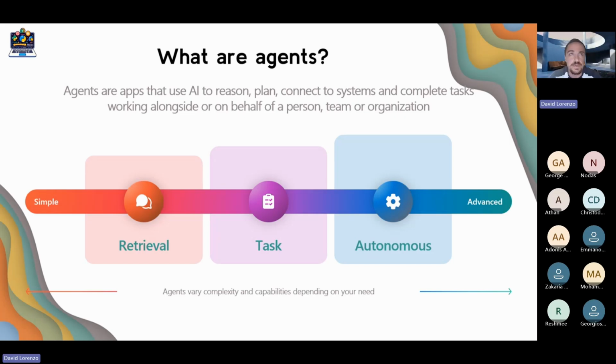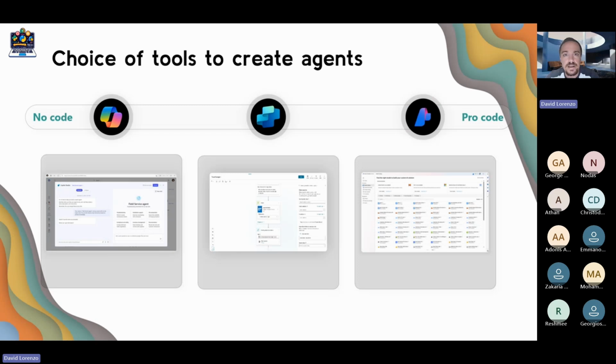So without the user needing to indicate to the agent what to do, you can make the agent act on behalf of the user when an event occurs. Okay, so those are the main three types of agents. Then in the Microsoft ecosystem, we have different tools to create agents.